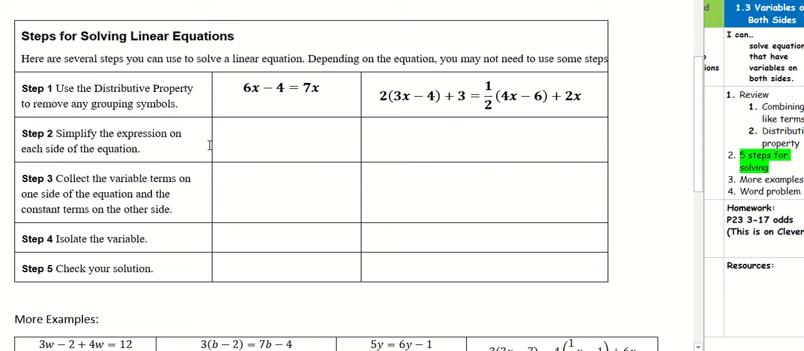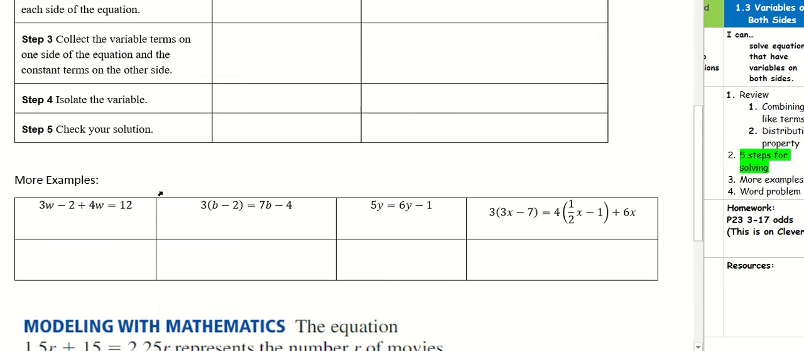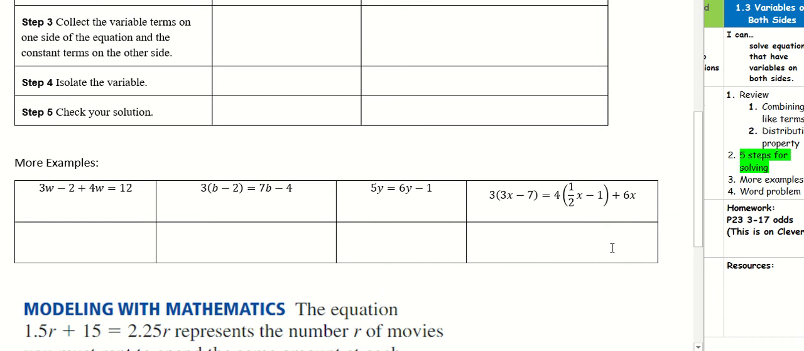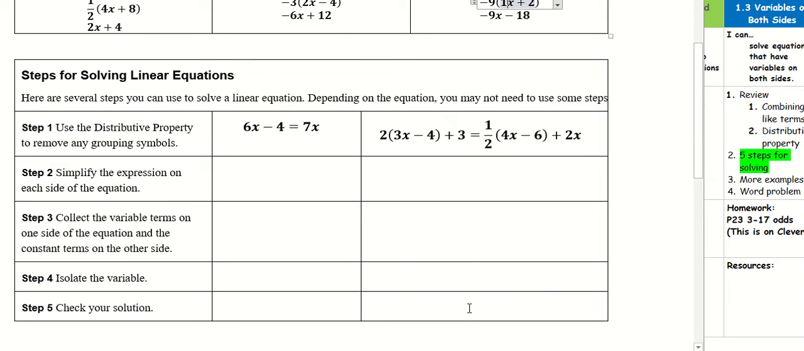All right, 5 steps for solving. I have them listed here for you. I'm going to do this example, which is one of the simpler ones. Then we're going to come down here and do some examples together, and then I'm going to come back up here and do this tougher example. Not even tougher, there's just more to it.